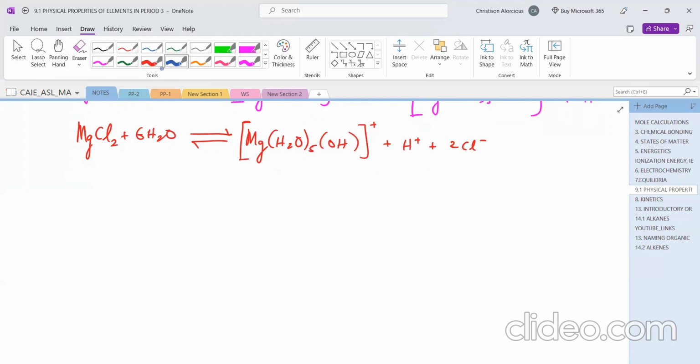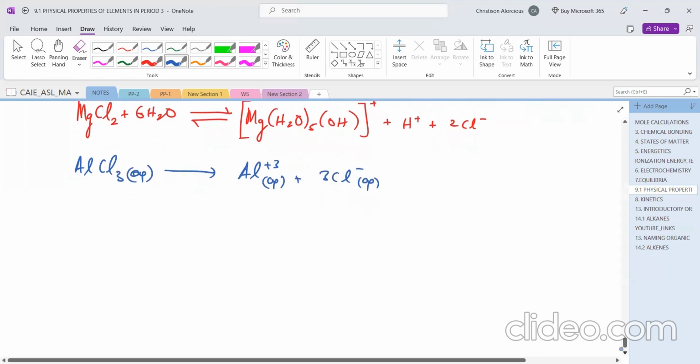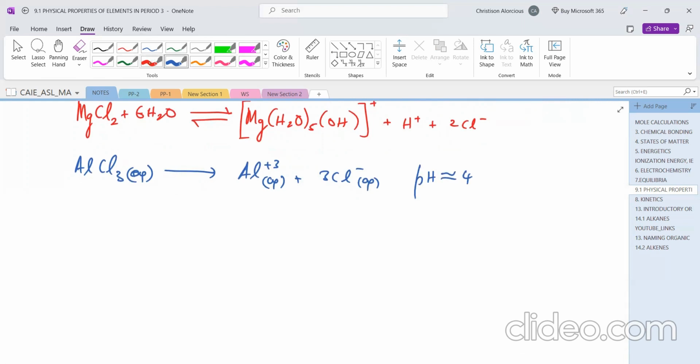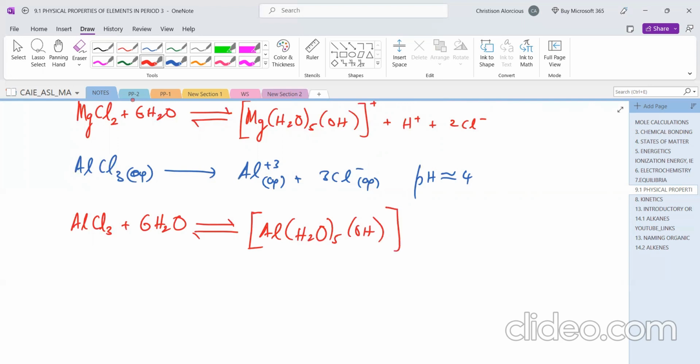So you can write it simply as AlCl3 (aq) giving you Al3+ and 3 Cl- ions if no detail is asked. Okay, so pH around 4, or a more detailed summary would be that AlCl3, just like magnesium, reacts with water to produce Al(H2O)5OH. Remember, the Al is a +3 ion, water is neutral, the hydroxyl is -1. So this is +2 overall charge, plus H+ plus 3 Cl- ions in solution.